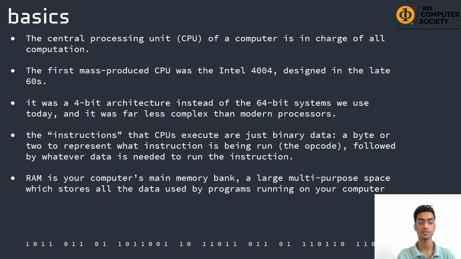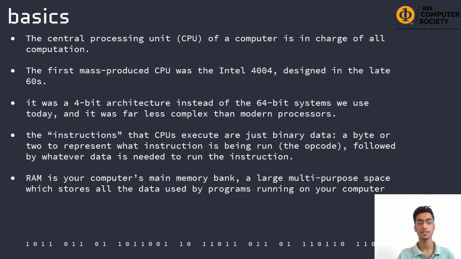Now, let us talk about RAM. RAM is our computer's main memory bank, a large multi-purpose space which stores all the data used by the programs running on our computer. It includes the program code as well as the code at the core of the operating system. Whenever the CPU performs an operation, it has to read from the RAM, and if the code is not loaded into RAM, the CPU cannot perform the operation. So it is very important that the code is there in the RAM.